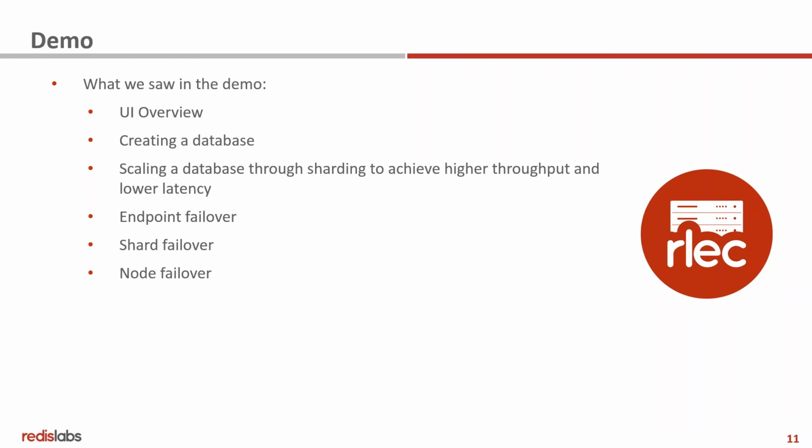I showed you how to create a database, which was pretty easy and simple. And then I showed you how you can scale the database by sharding it into 2 shards, and by that achieving higher throughput and lower latency. So we went up from less than 1 million ops per second to 1.5 million ops per second, and we went down from over 3 milliseconds latency to a little above 1 millisecond latency just by sharding the database into 2 shards, and we didn't lose any availability while doing so.